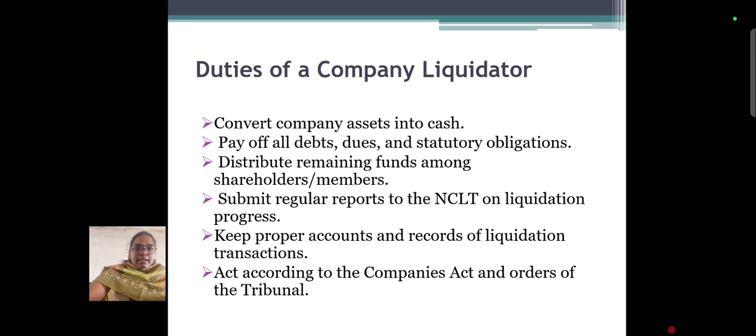Next is duties of the company liquidator: convert company assets into cash, pay off all debts, dues and statutory obligations, distribute remaining funds among the shareholders or the members, act according to the Companies Act and other orders of tribunals. These are the powers and duties of the company liquidator.